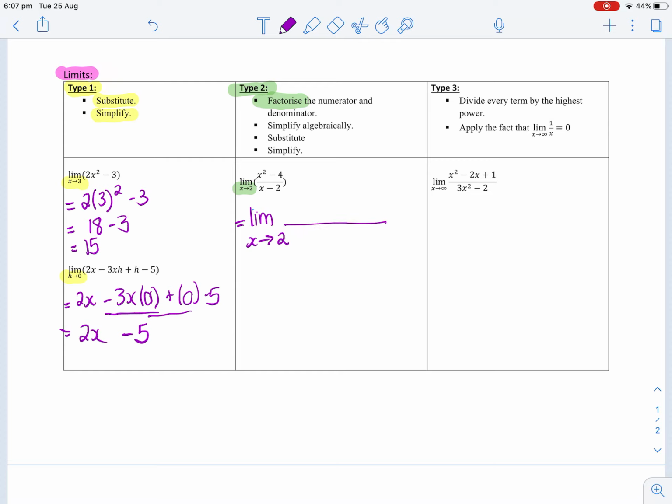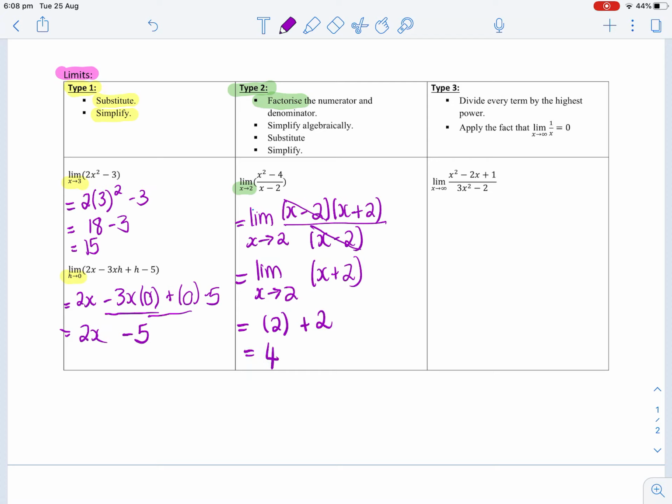The numerator is a difference of 2 squares. So that's going to be a bracket x minus 2 and bracket x plus 2. The denominator is in the simplest form already. I can now cancel out those two brackets as they are exactly the same. So now I have the limit as x approaches 2 of x plus 2. No denominator, definitely no denominator of 0. Now I can just substitute the value. Wherever there's an x, I substitute a 2 and done.